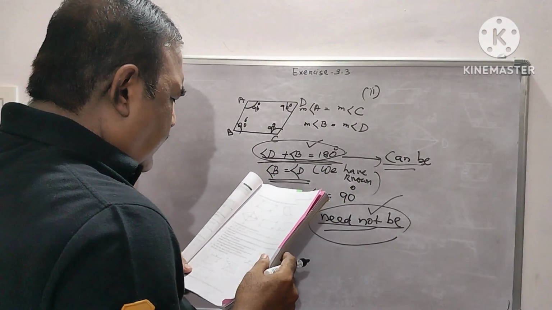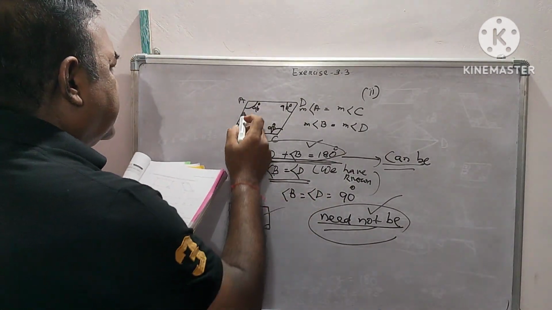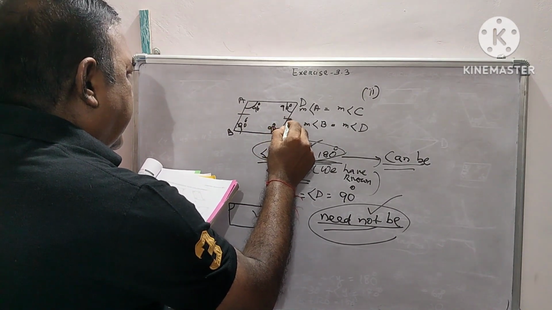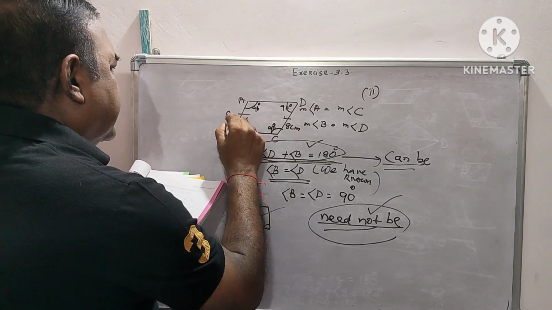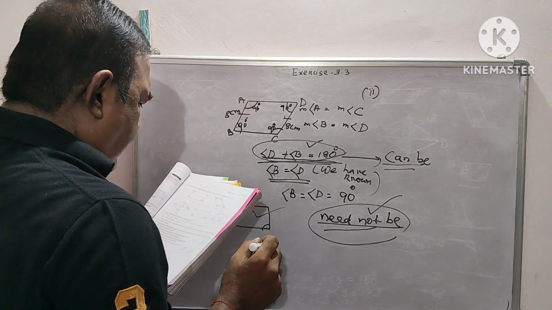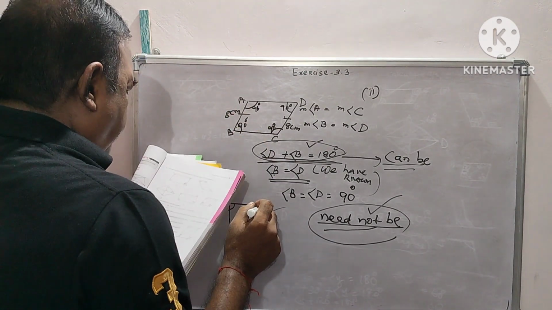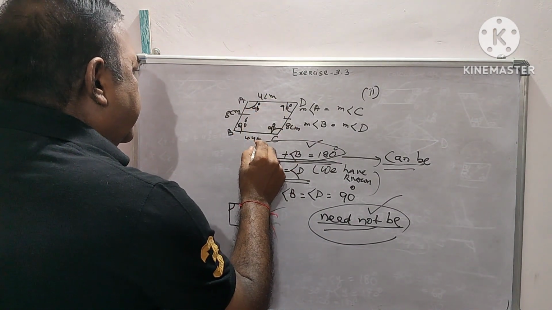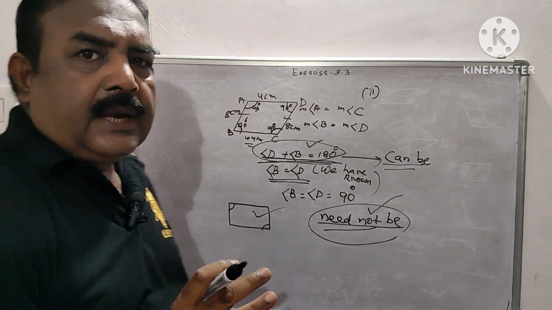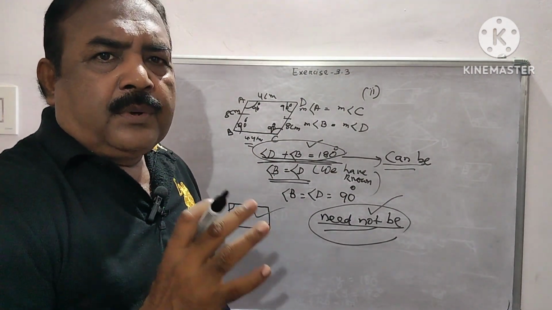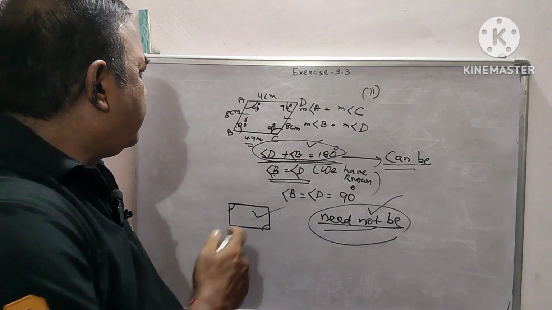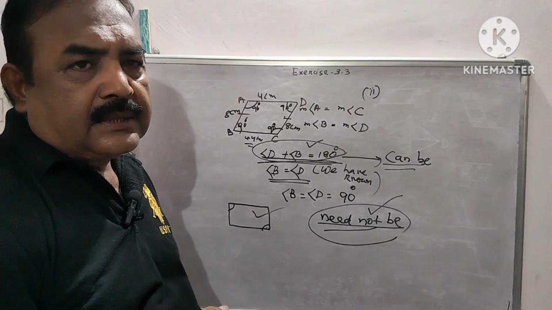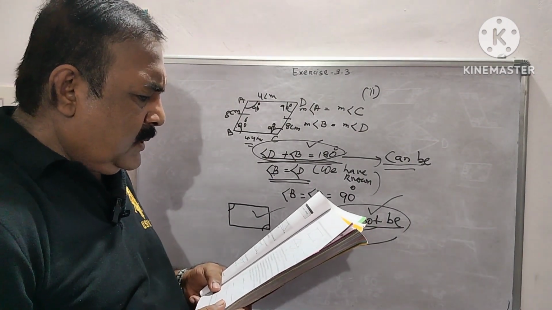What does part number 2 say here? AB is equal to DC. So we will consider here AB is equal to DC at 8 centimeters. So this is 8 centimeters, this is 8 centimeters. And AD is equal to 4 centimeters, BC is equal to 4.4 centimeters. It is not possible because we have known that in a parallelogram, opposite sides are of equal length. But here the lengths of the opposite sides differ. So it is not possible.